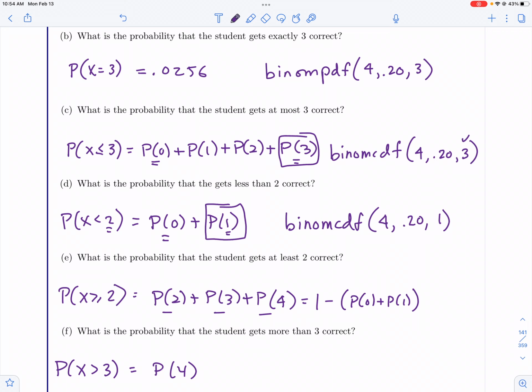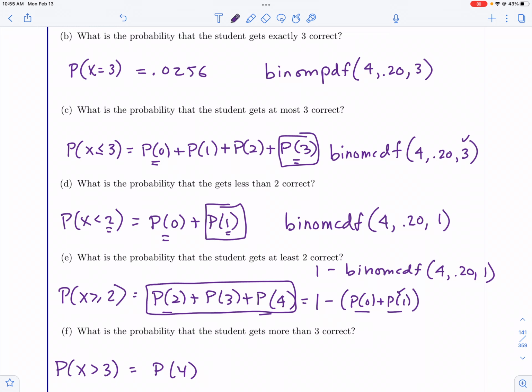So when I'm setting that up as a binomial CDF, I want to think about it the exact same way. So I'm going to do 1 minus binomial CDF. And again, I want to basically get rid of P0 and P1. So I'm going to get 4, 0.2. And then again, I want to add this up to 1. And if I type that in, then it's actually going to give me exactly what I'm looking for, which in this case is P2, P3, and P4 for those.